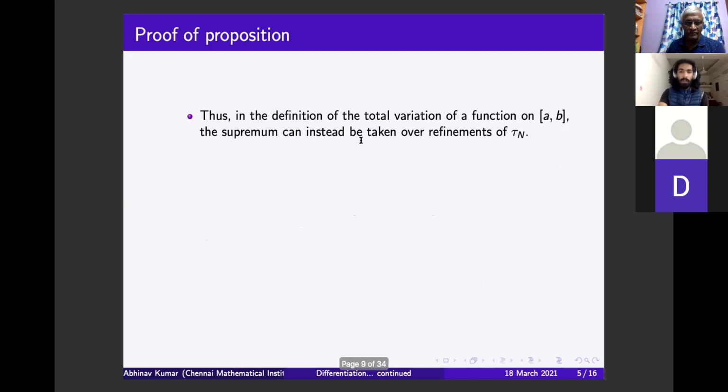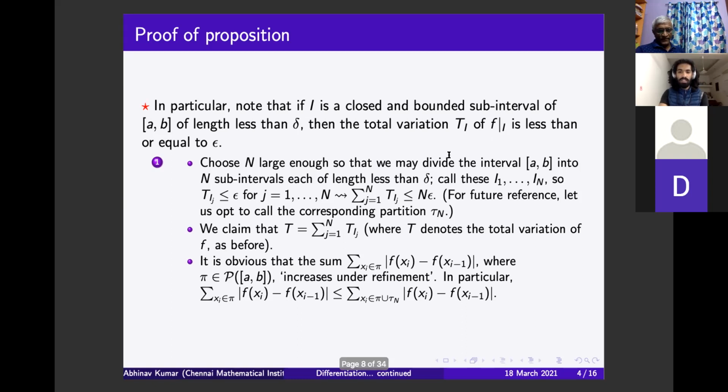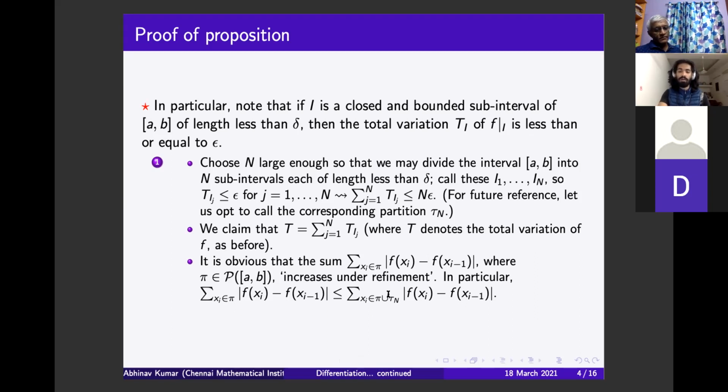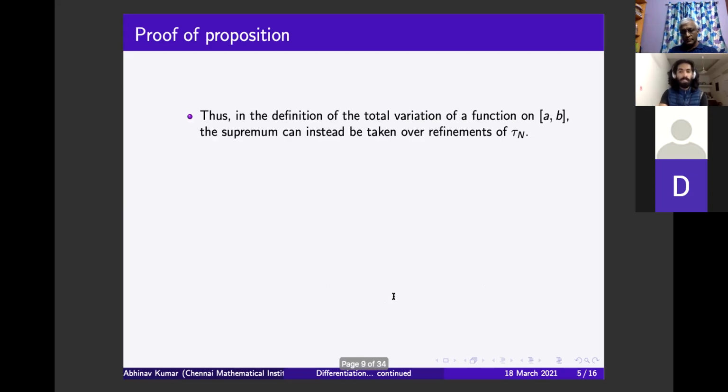So moving on. Thus, in the definition of the total variation of a function, the supremum can instead be taken over refinements of tau sub n. This is immediate from this, because the supremum is an upper bound, and so for each partition we have a better candidate to use for a supremum. So for each one determines a superior candidate, and we can take the supremum over refinements of tau n. This is the archetypal refinement of tau n. This is what it looks like.